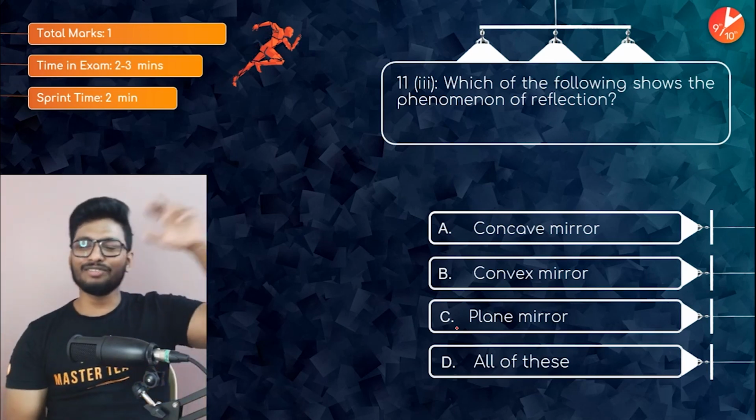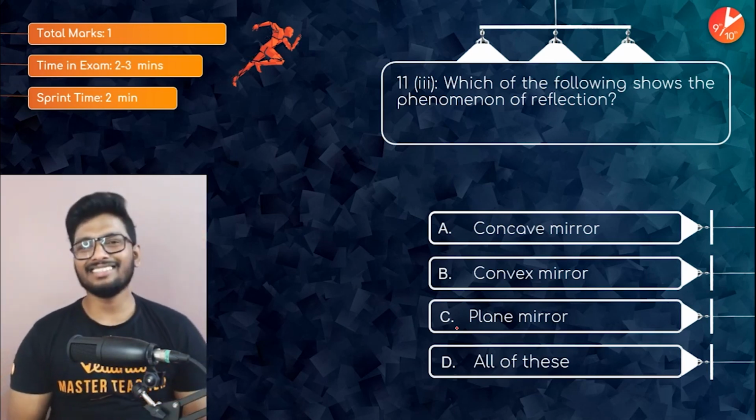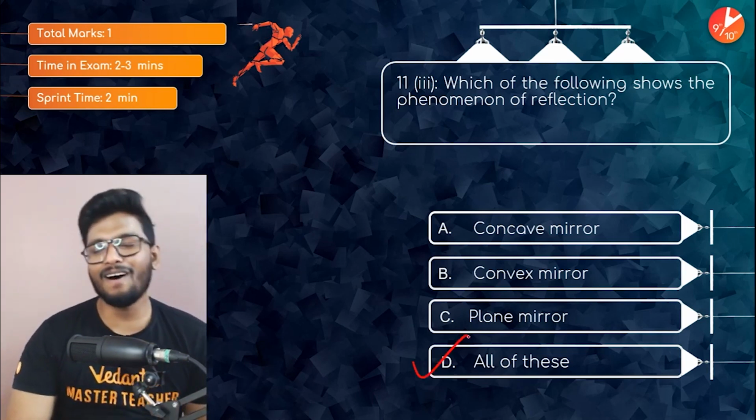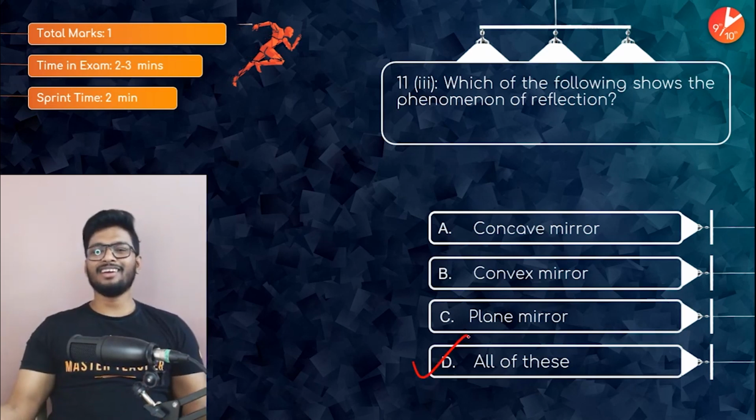Which of the following shows a phenomena of reflection? The answer in 3, 2, 1. Chat box. All of the above. All of the above. All of the above, people.